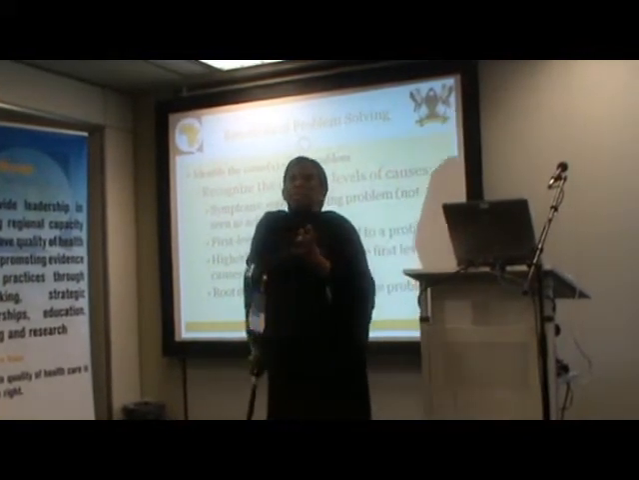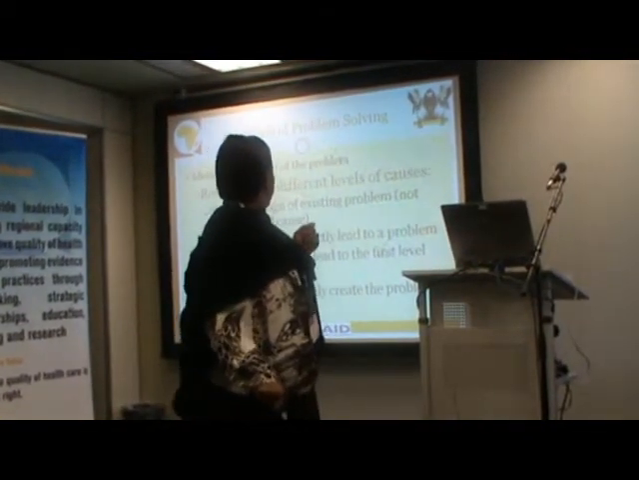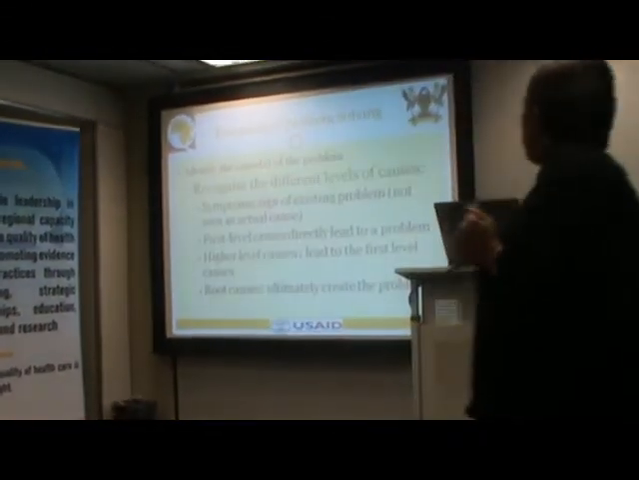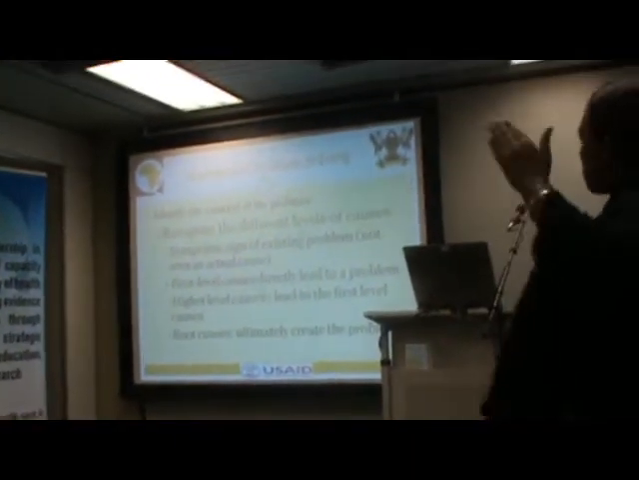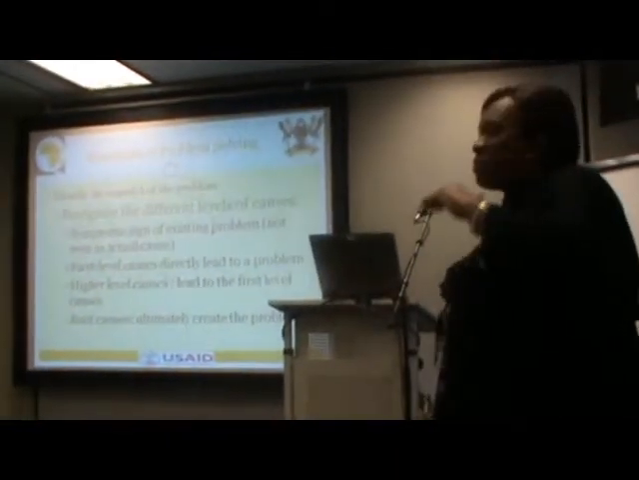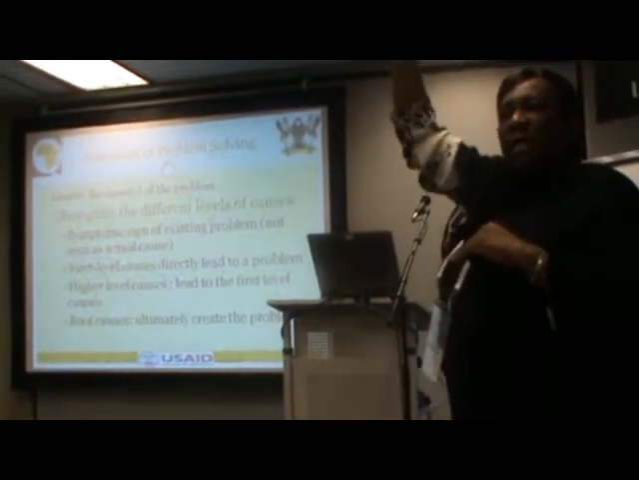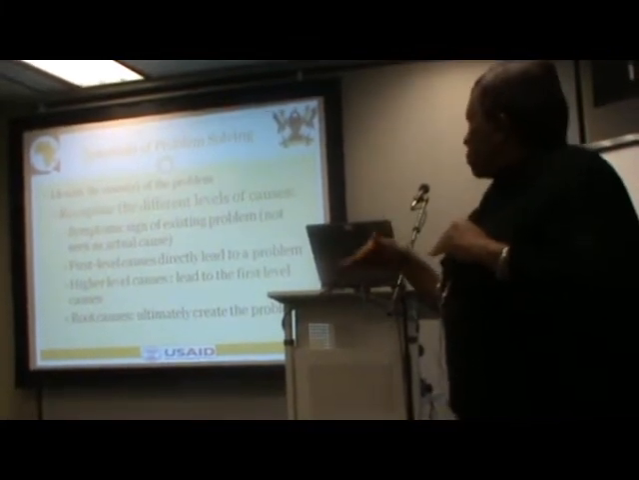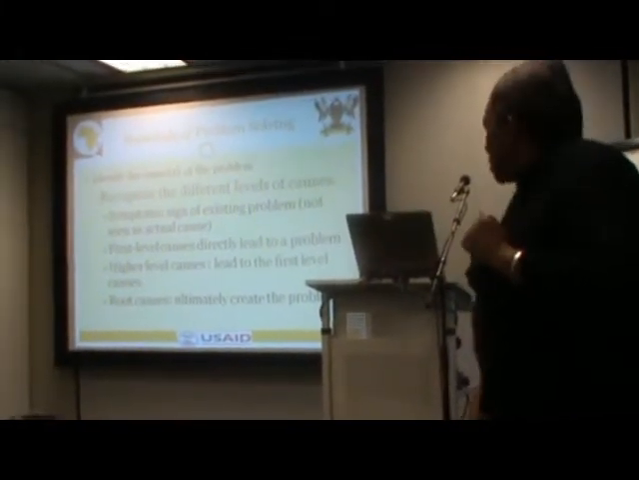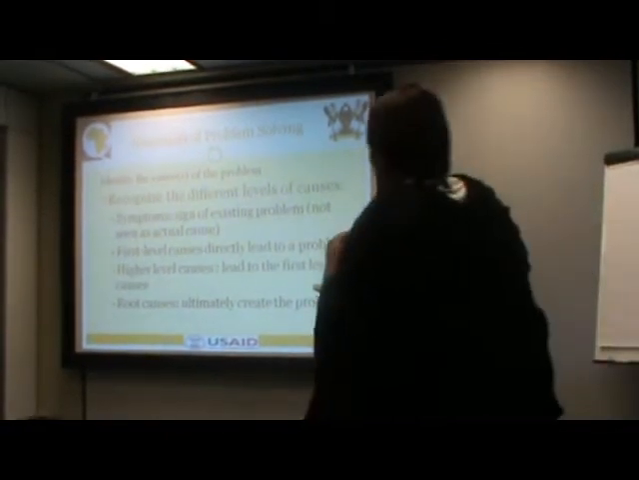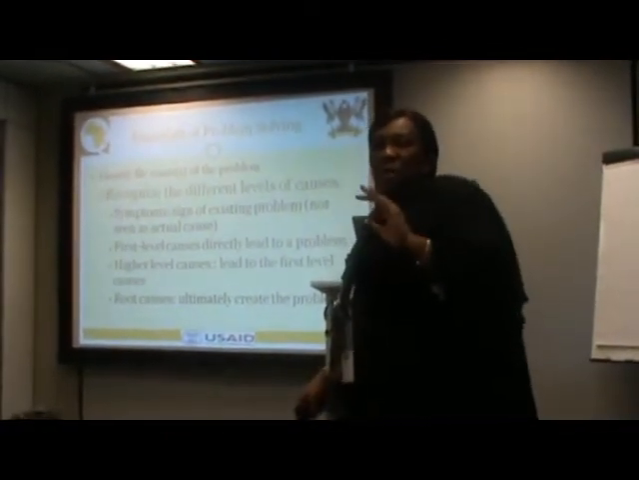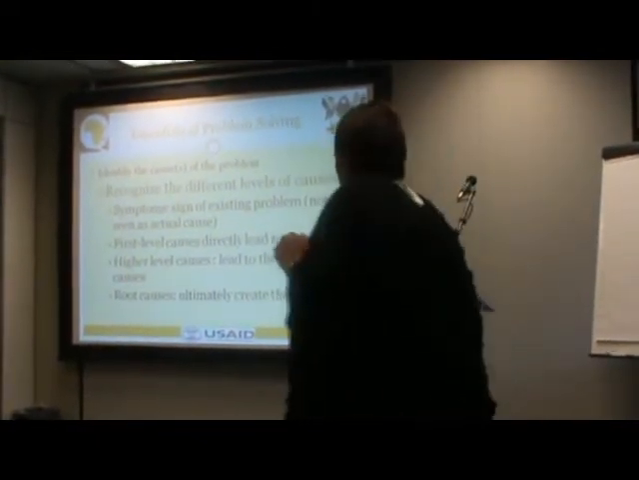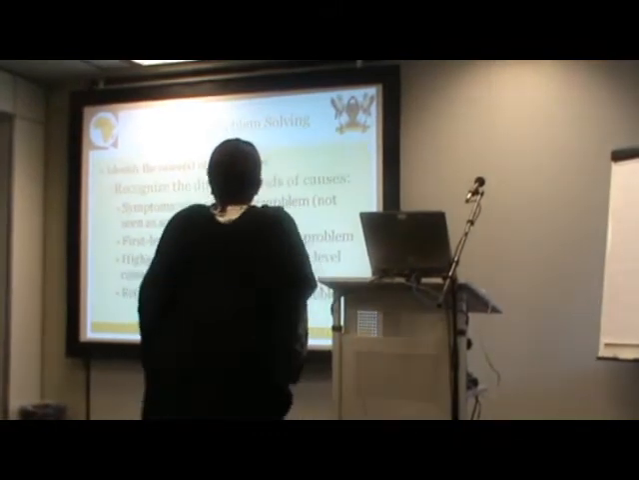Causes can occur at different levels. I've already mentioned the symptoms and the signs of a problem. And then you have what you call first level causes, higher level causes, and root causes. So when you see a symptom, there may be different levels of causes. What you really want to get to is the very fundamental cause, which is the root cause, because the root cause is ultimately the creator of the problem. The other things are just adding on. So we want to get to the root cause, as I have said already.